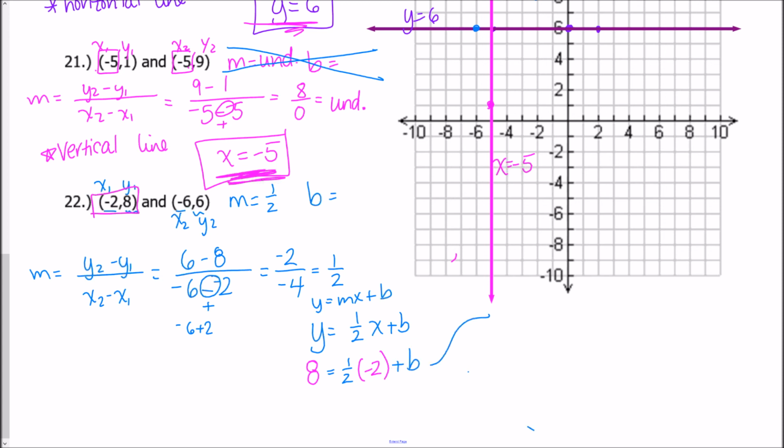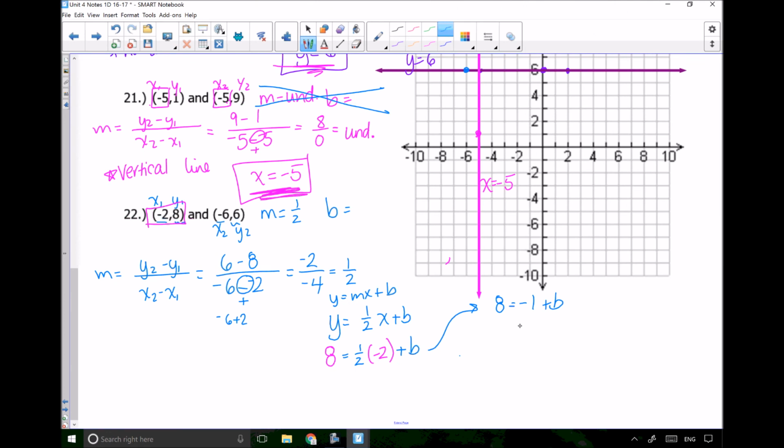So I end up getting 8 equals, well, what's half of 2? Half of 2 is 1. So a half times 2 is 1. A half times -2 is -1 plus b. Now to solve for b, I just add 1 to both sides and I end up getting 9 equals b. So that means that I know my information to write my equation. So y is going to equal 1/2 x plus 9.